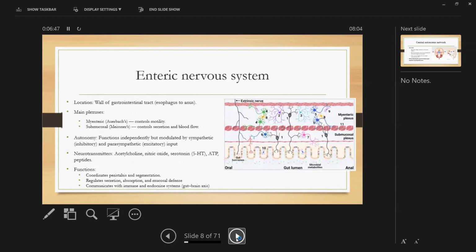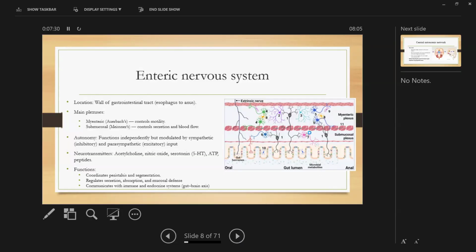We classify it as a subcategory because it functions independently. It has separate pacemaker cells and separate plexuses, the myenteric plexus and the submucosal plexus. The myenteric plexus is needed for motility of the GI tract, and the submucosal plexus controls secretion and blood flow. The main neurotransmitters are acetylcholine, nitric oxide, serotonin, and ATP. It mainly regulates GI motility along with the parasympathetic nervous system. It helps in peristalsis, segmentation, and secretion, mainly needed for absorption of food particles. It also has the gut-brain axis, and some role in the immune and endocrine systems.